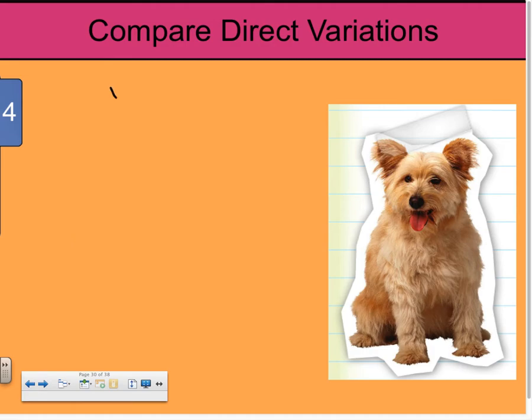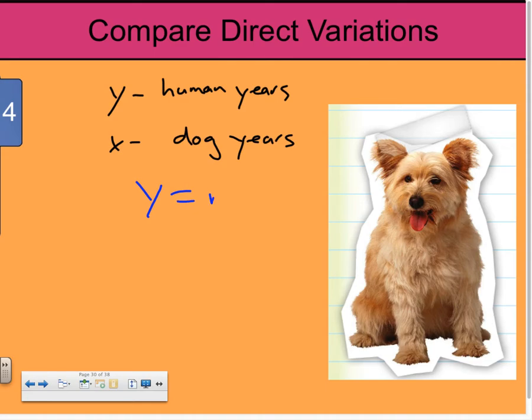They've told us that Y is going to be human years. And they've told us that X is going to be dog years. All right? And there's a relationship there, but we're not sure what it is. But they told us it varies directly. And don't we know an equation that works for varies directly? Something like this, right?